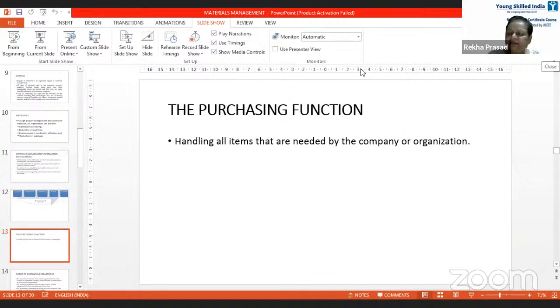I think the other parts I'll do in next class, क्योंकि अभी तो काफी है purchasing में, materials handling में.